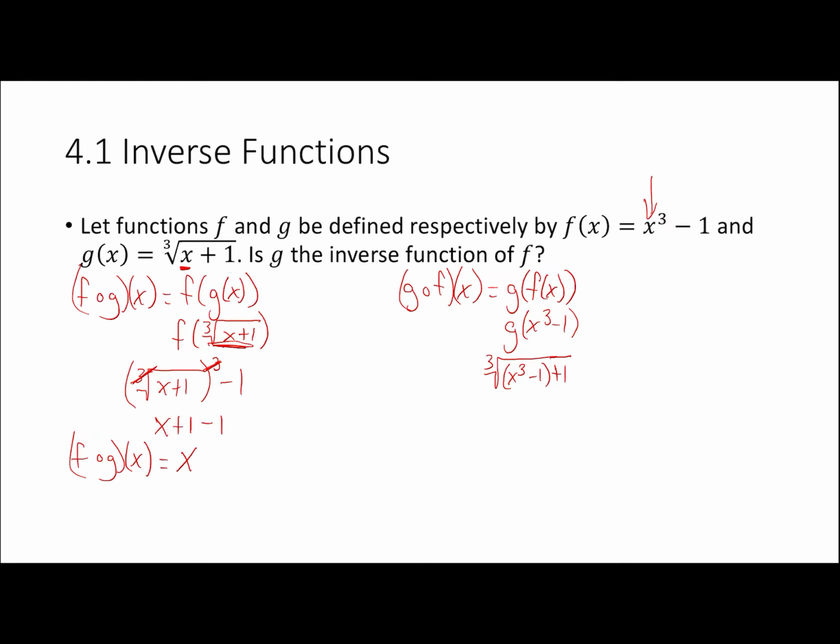And so we want to simplify that. The parentheses is not necessary. I've put it there so you see that's in place of x. And so the negative 1 plus 1 is going to be 0. It's going to cancel out. So it's going to leave us with the cube root of x cubed. And again, that radical and that power cancel each other, and you get just x. So g of f of x is also equal to x.